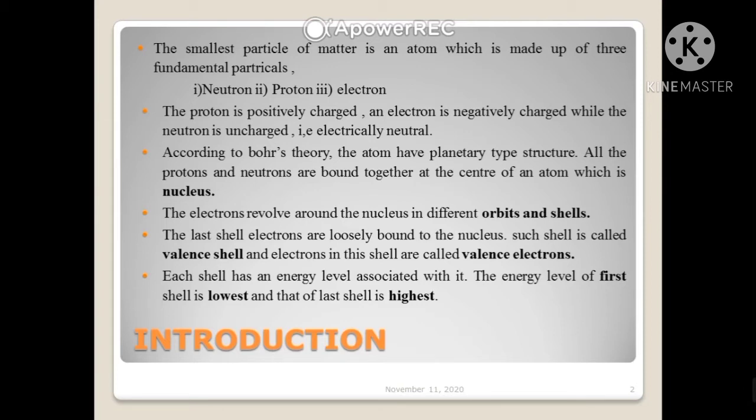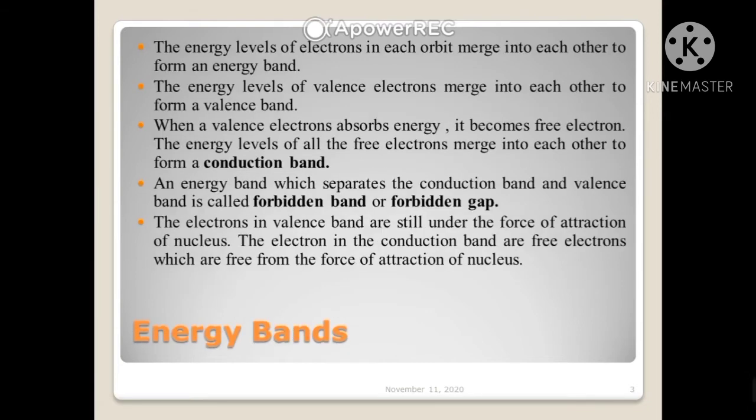Each shell has its energy level associated with it. The first shell has the lowest level of energy, whereas the last shell has the highest energy level. The energy levels of electrons in each orbit merge into each other to form an energy band. In the same way, the energy levels of valence electrons merge into each other to form a valence band.